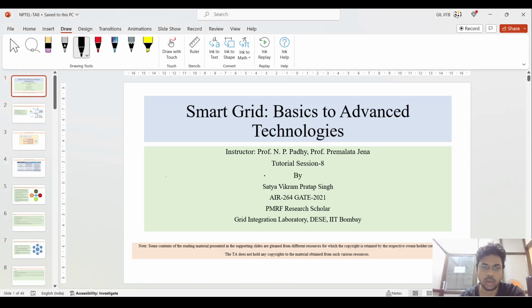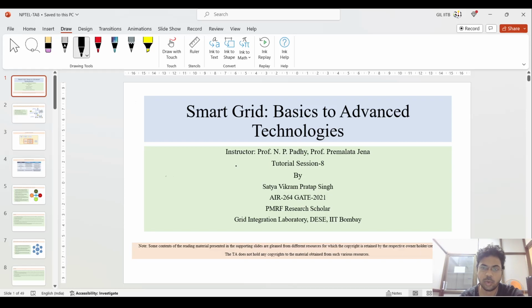Rest will join in the media. My name is Satyakam Pratap Singh, and I am a PhD scholar here at IIT Bombay. And this is the 8th tutorial session of this course, Smart Grid: Basic to Advanced Technologies.